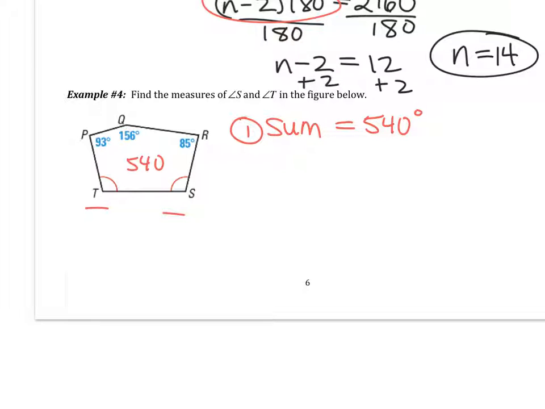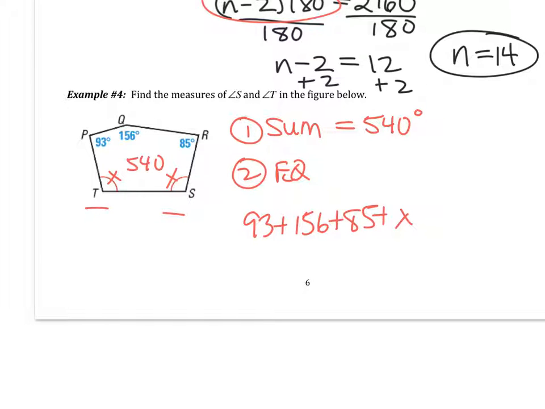Okay, he looked at the number of sides, said that's 5 sides. He did 5 minus 2 times 180 and figured out it was 540. So now, number 2 is just create an equation where 93 plus 156 plus 85 plus x, I'm going to do x for t, and then x for s, because they're equal to each other. So notice I'm adding 1, 2, 3, 4, 5 angles equal to 540 degrees. That's why I had to figure out my sum first, so I know what to set it equal to. Now just solve for x.